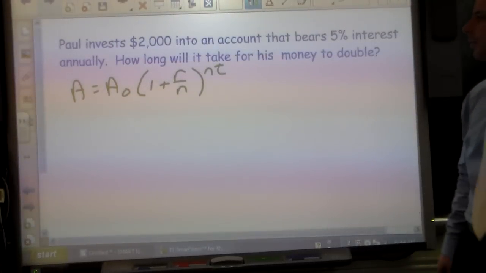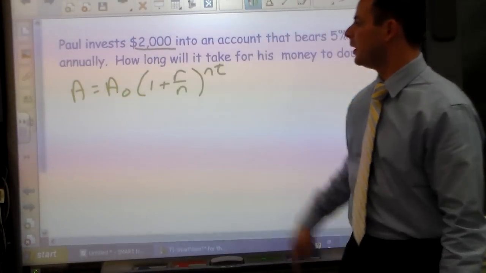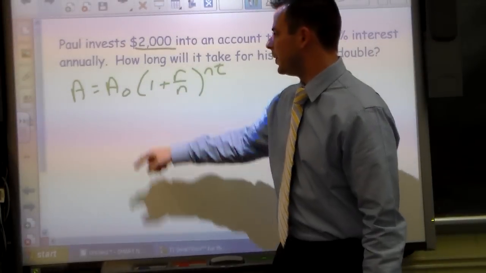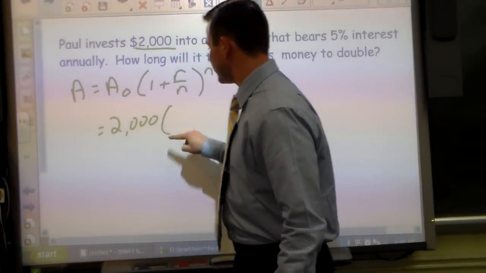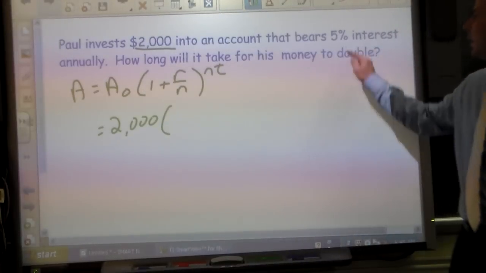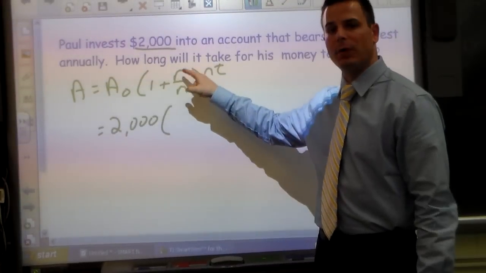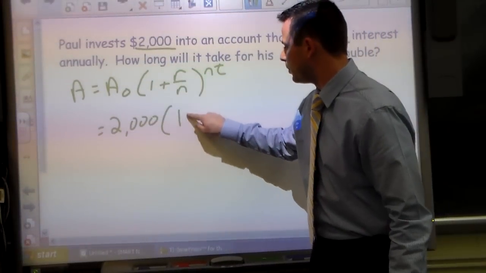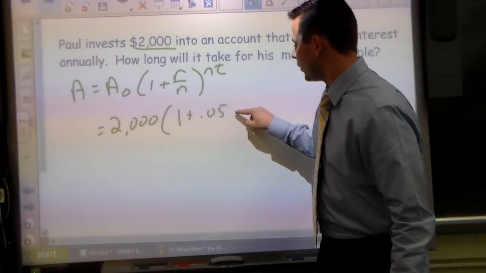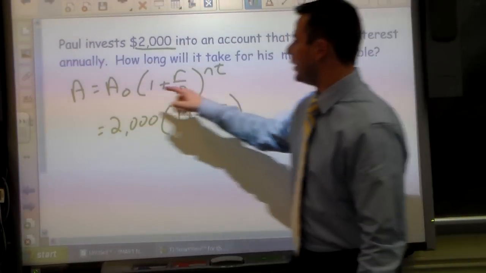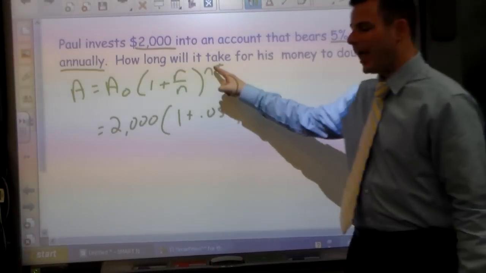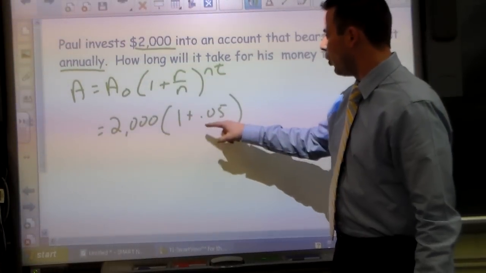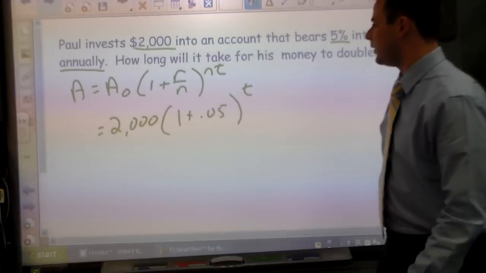So let's figure out all of our information here. $2,000 is our initial investment. So we're going to have A equals 2,000 times 1 plus r over n. 5% interest is your r. Don't forget to express it as a decimal. So 1 plus 0.05, and it's being compounded annually, so n is 1. So it's 0.05 over 1 to the t power.